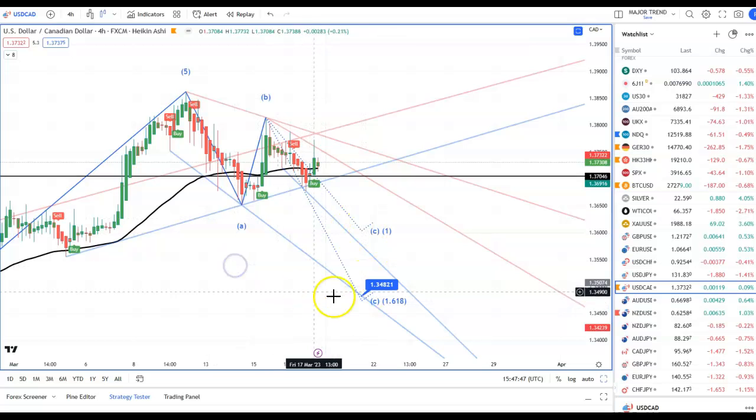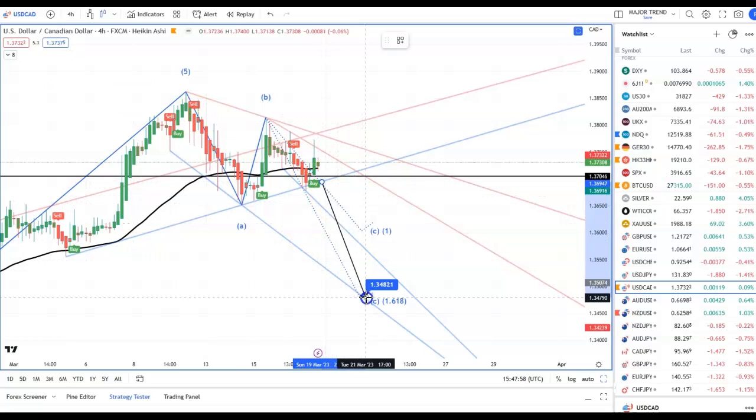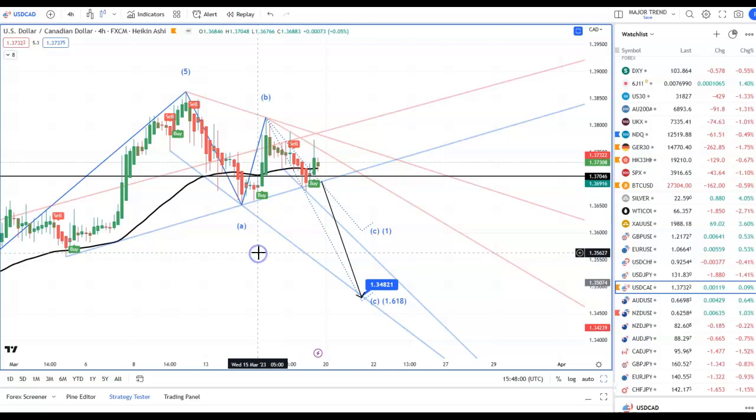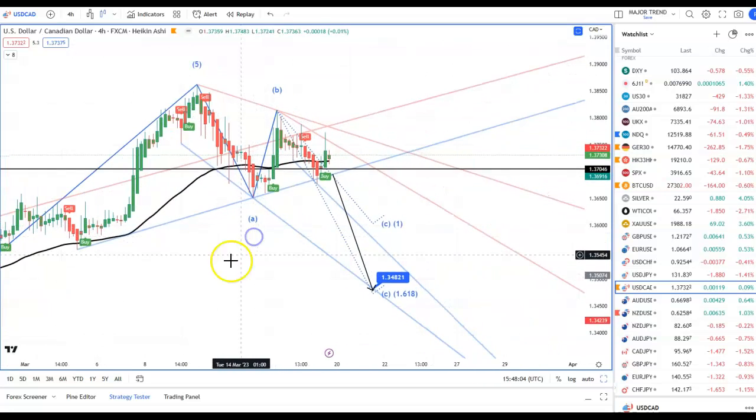So we've got a target of 134.80, which is a fib extension. But we do need to see this break here, don't we? We need to see this broken here to head for here. Probably again, Monday afternoon, New York session, we're probably going to see that.